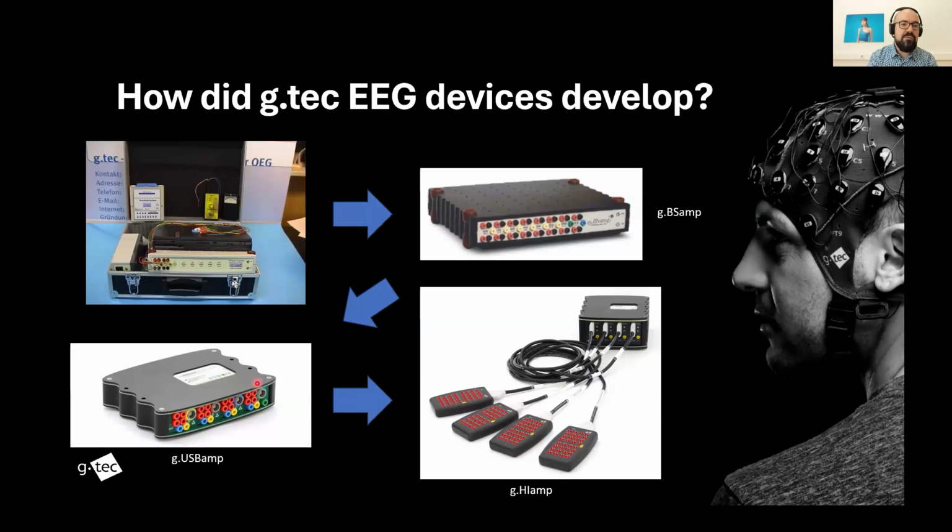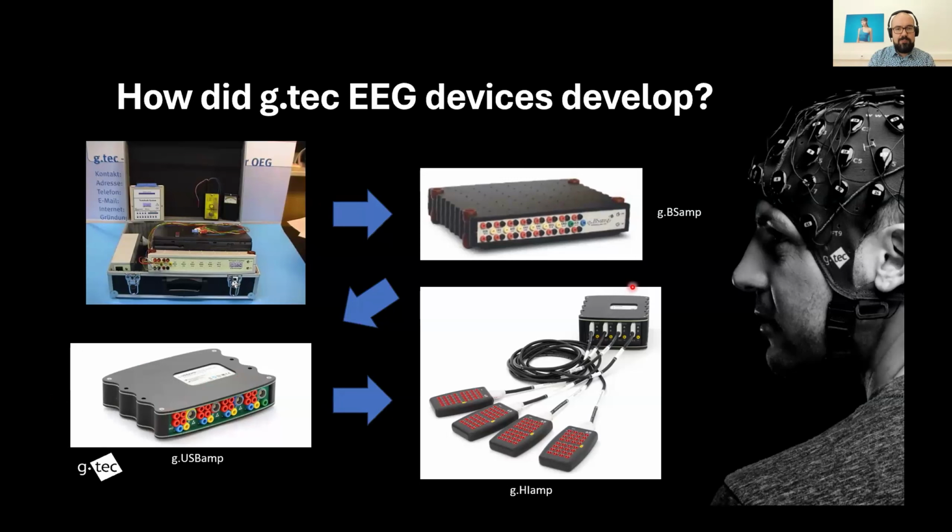After that, we developed the g.USBamp. Very similarly to the BSAMP, it also had 16 electrodes, but the biggest differences are that not only do you not need a DAQ box anymore, you can just connect it via USB, therefore the name USB amp. You can also start recording with active electrodes, so electrodes that typically have a preamplifier close to the source, making it possible to record the EEG without needing such a low impedance as for passive electrodes.